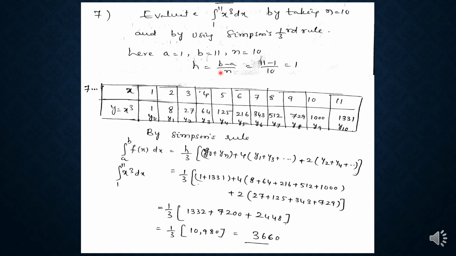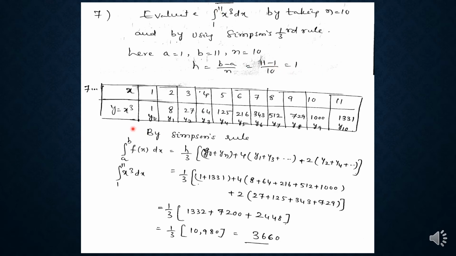Now h is equal to (b minus a) by n, that is 11 minus 1 by 10, that is equal to 1. By taking the x values here, x is equal to 1, and the difference is 1: 1, 2, 3, 4, 5, 6, 7, 8, 9, 10, 11. So we should start the x value from the a value to the b value, that is from the lower limit to the upper limit, with the difference h equal to 1.